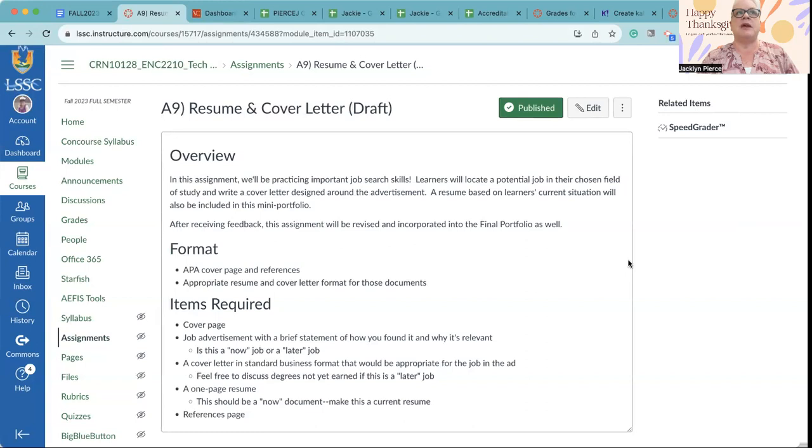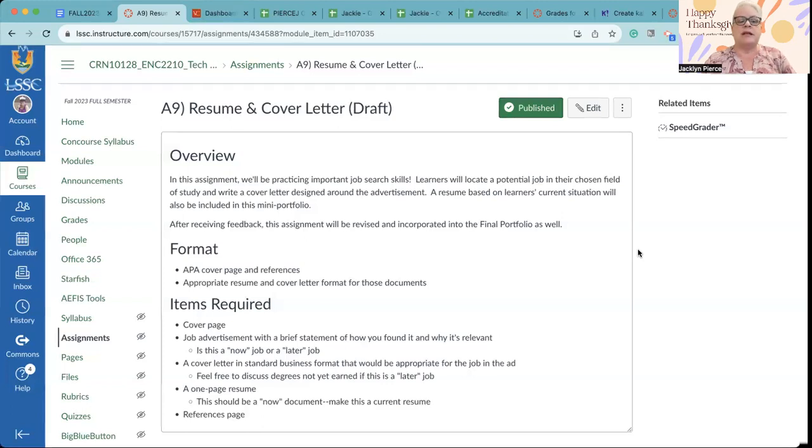This could be a job that you are perfectly qualified for now, or this could be a job that you won't be qualified for until you get more degrees. A cover letter in standard business format that would be appropriate for the job in the ad. So if this is a later job, then your cover letter may not be 100% truthful. You may be talking about credentials that you don't have yet, for example. However, your resume needs to be your current resume.